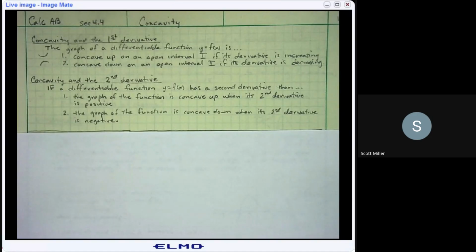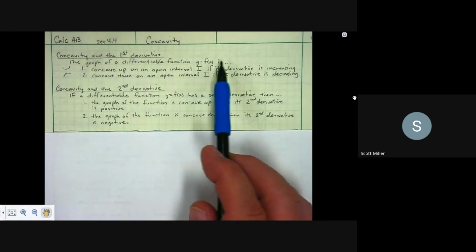Okay, so today we're going to be looking at concavity. Concavity and the first derivative, so some connections between that. The graph of a differentiable function, y equals f of x, is number one, concave up. And concave up means that, like there, it has a little cup opening.